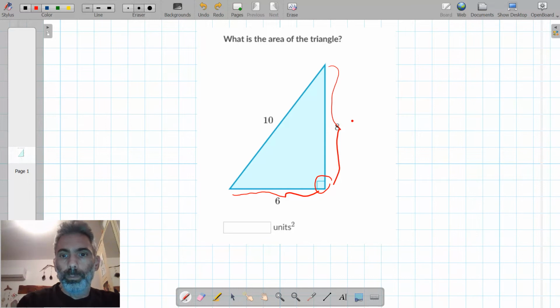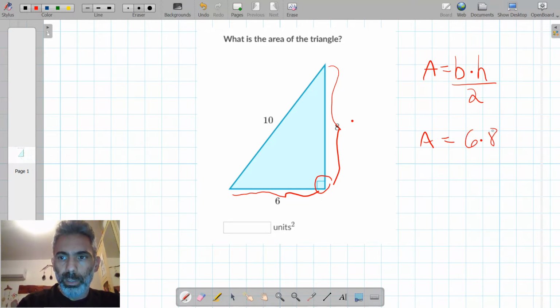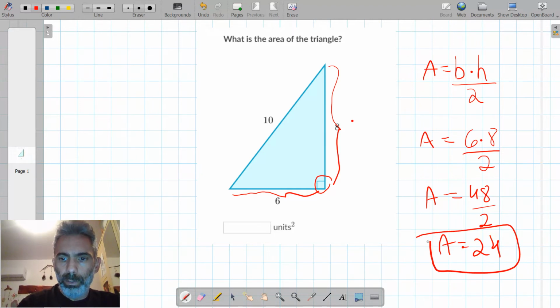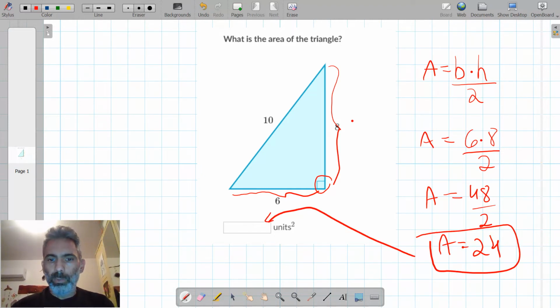Okay, so we know that the area of the triangle is base times height divided by 2, which I have just illustrated, and we therefore multiply the base, which is 6, times the height, which is 8, and divide it by 2. So 6 times 8 is 48. 48 divided by 2 is 24. So the area of this triangle is 24 squared units.